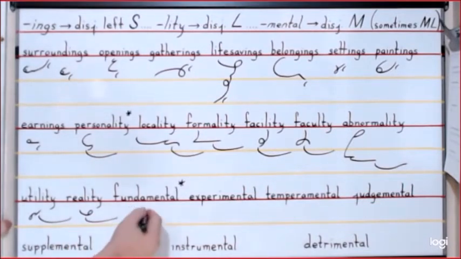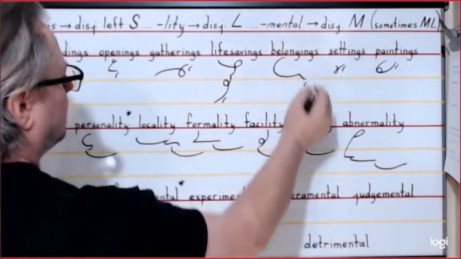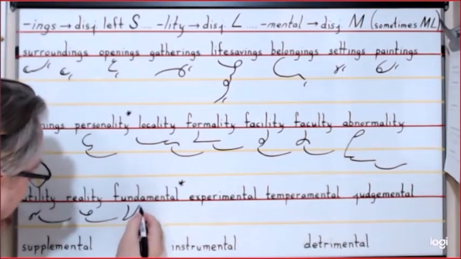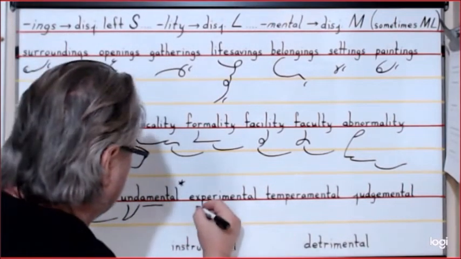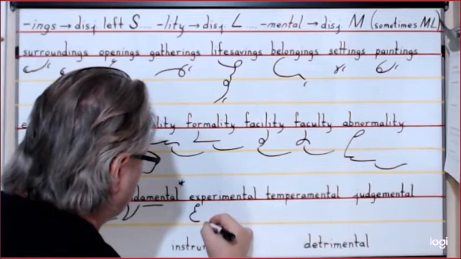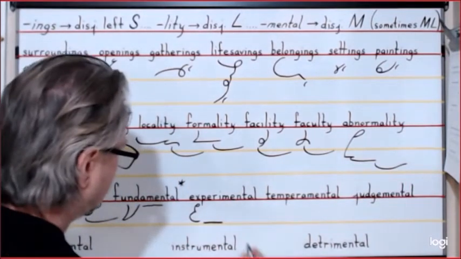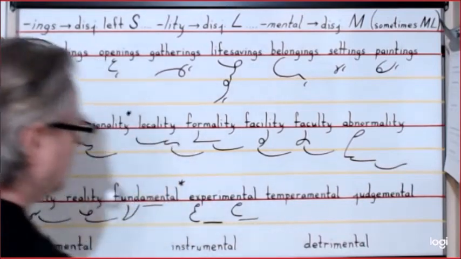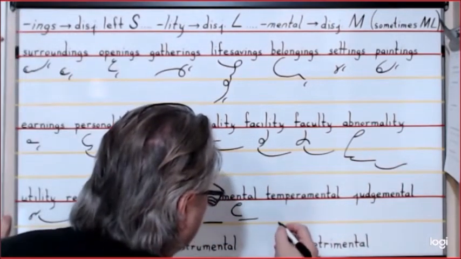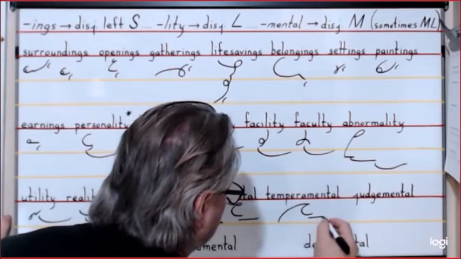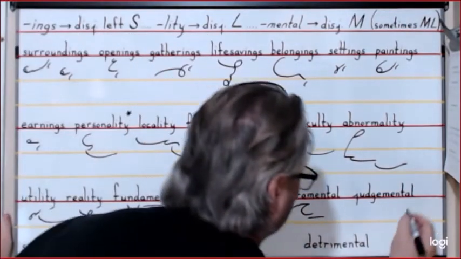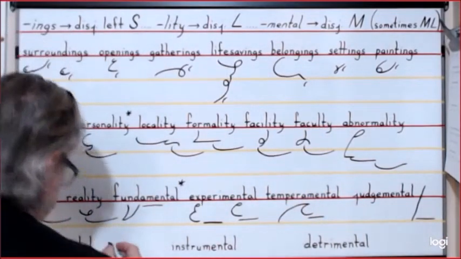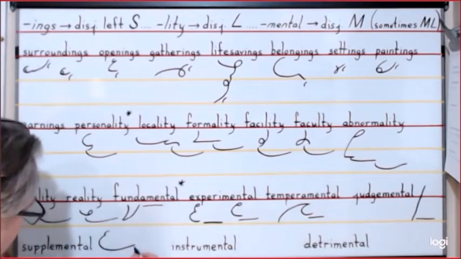Segueing over to the suffix mental, we'll use an M disjoined most of the time, and then sometimes an ML, but I'll explain. Fundamental is F and D stroke, disjoined M. Experimental is E-S-P-R, and then disjoined M. Or we can shorten this by skipping the S sound, E-P-R, then the disjoined M. Temperamental is the T-E-M stroke, P-R, disjoined M. Judgmental is a J and a J together, then a disjoined M. Supplemental is an S-P-L, disjoined M.